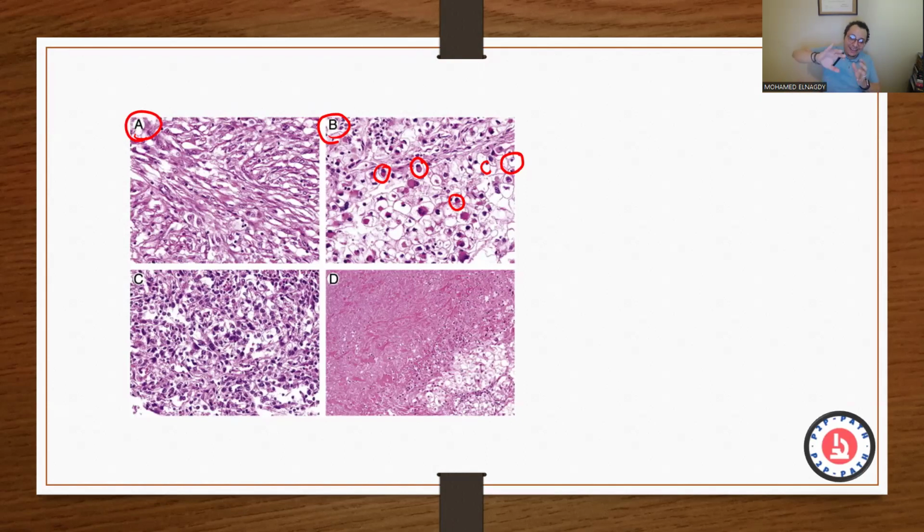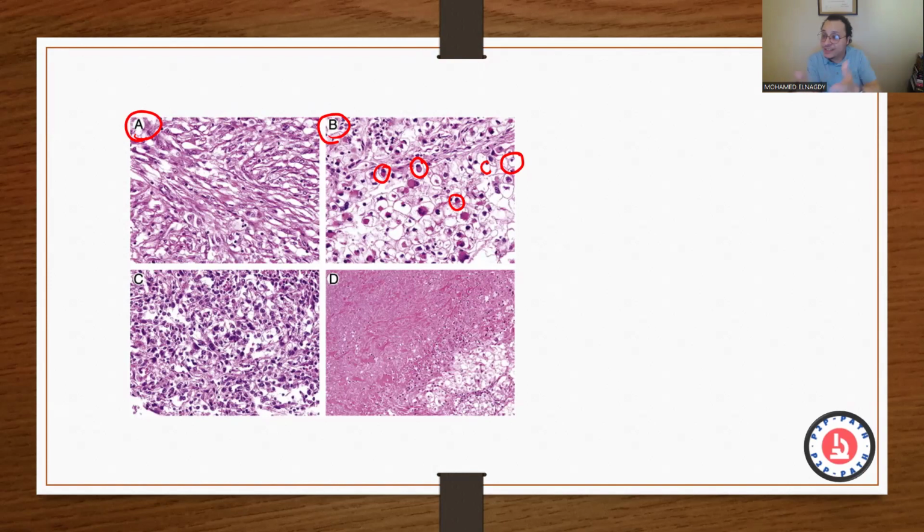If you see a clear cell component, and you see some rhabdoid and some other areas which have these ugly-looking spindle cells. Sarcomatoid RCC or RCC grade 4. Yes, clear cell RCC grade 4. Clear cell RCC with rhabdoid and sarcomatoid features.